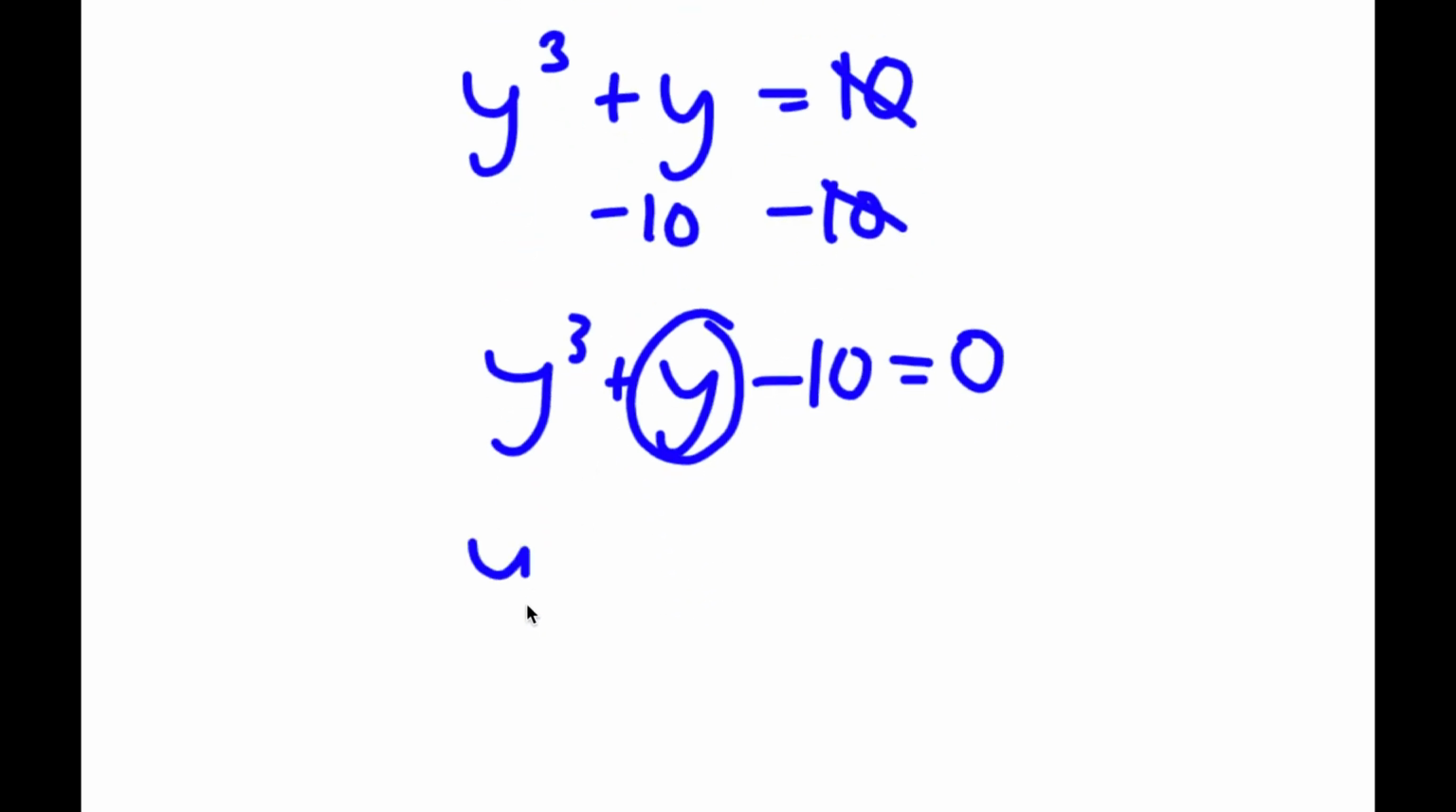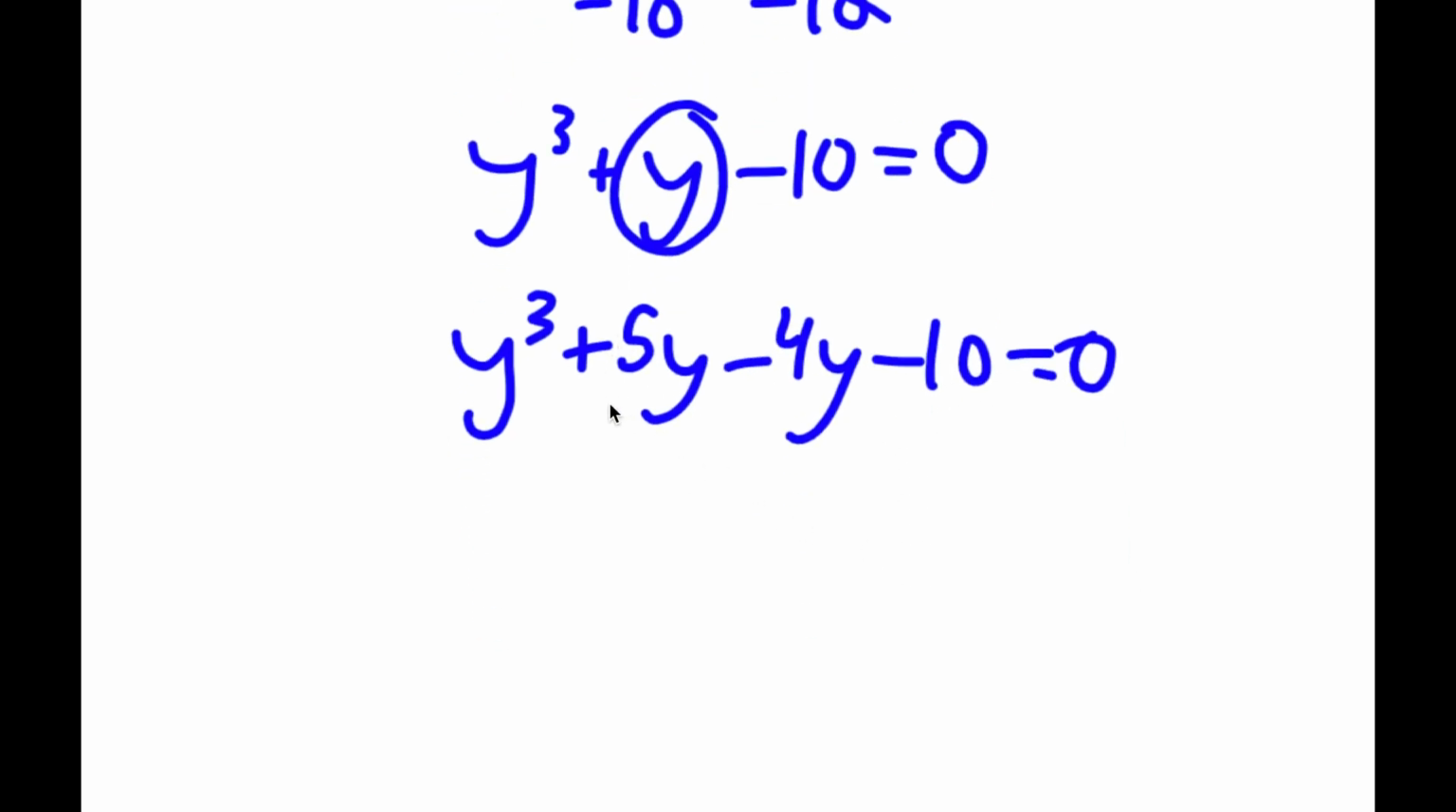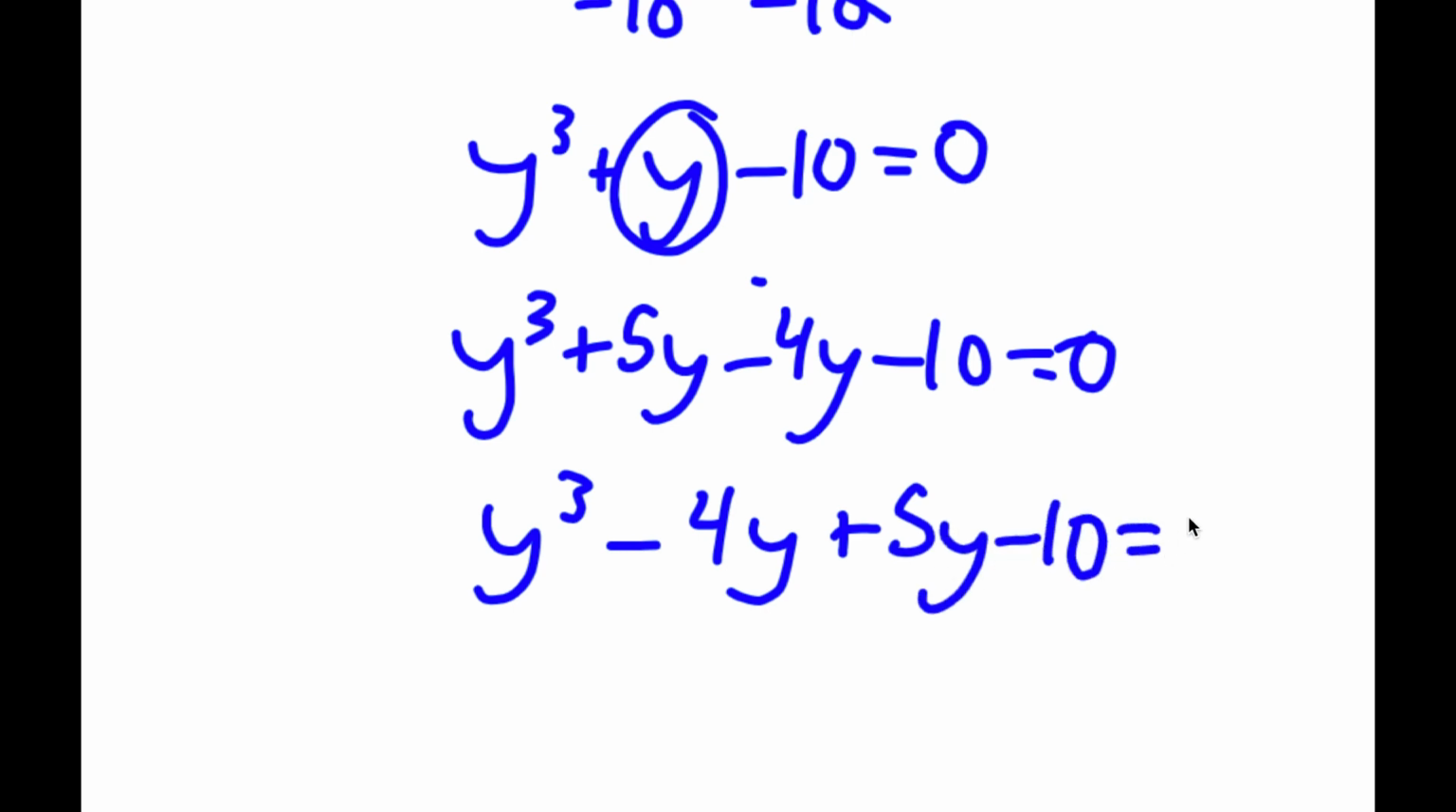Now I can rewrite y as 5y minus 4y. So I have this minus 10 is equal to 0. And now I'm going to switch these places and switch the order, sorry. So now I have y to the power of 3 minus 4y plus 5y minus 10 is equal to 0.